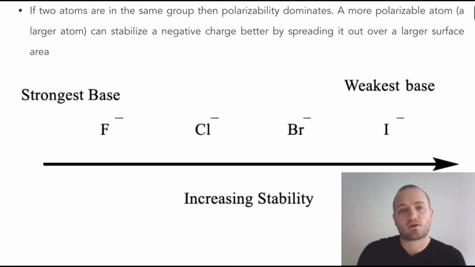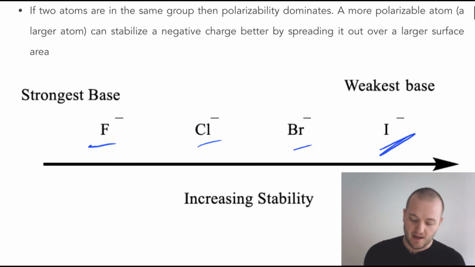If, on the other hand, we're comparing two atoms which are not in the same row, but they're in the same column, we use what's called polarizability. Right here we're comparing the halides, fluoride, chloride, bromide, and iodide, and fluorine being at the very top is going to be a very, very small atom. Iodine at the bottom of that list is a very large atom. Now, the larger these atoms get, the more polarizable they are, and the easier they can spread out that negative charge around the larger atom.